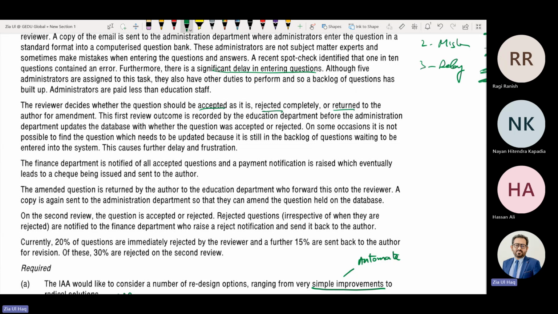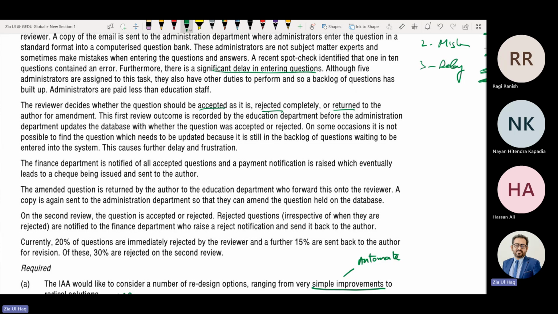The first review outcome is recorded by the education department before the administration department updates the database with whether the question was accepted or rejected. Accepted means do nothing, already entered, fine. Rejected, now find it from the question bank and then delete it. But that issue we have already highlighted.